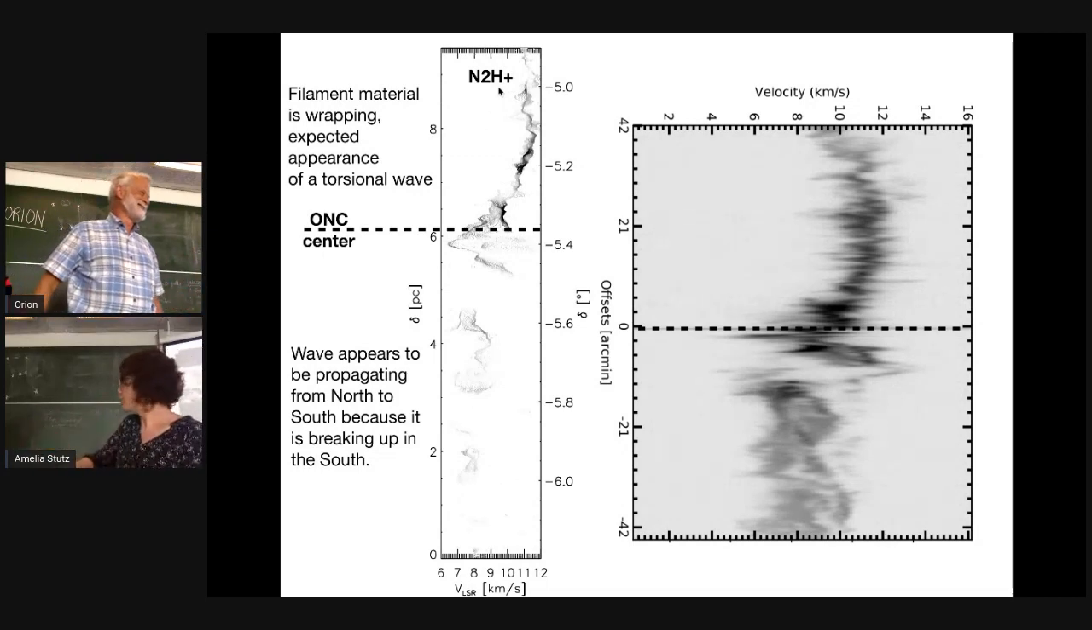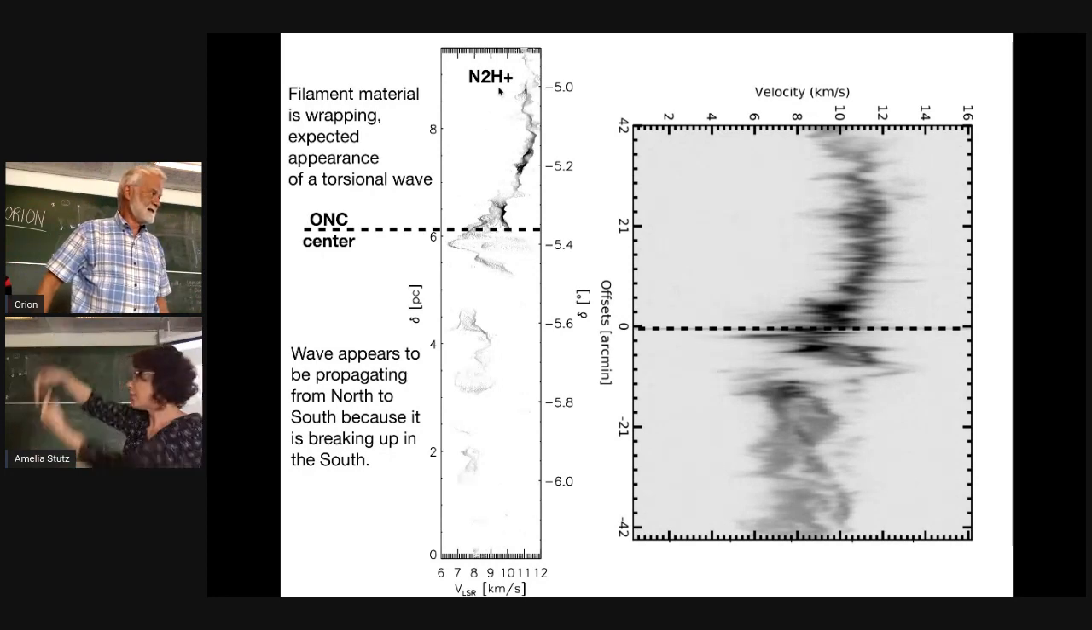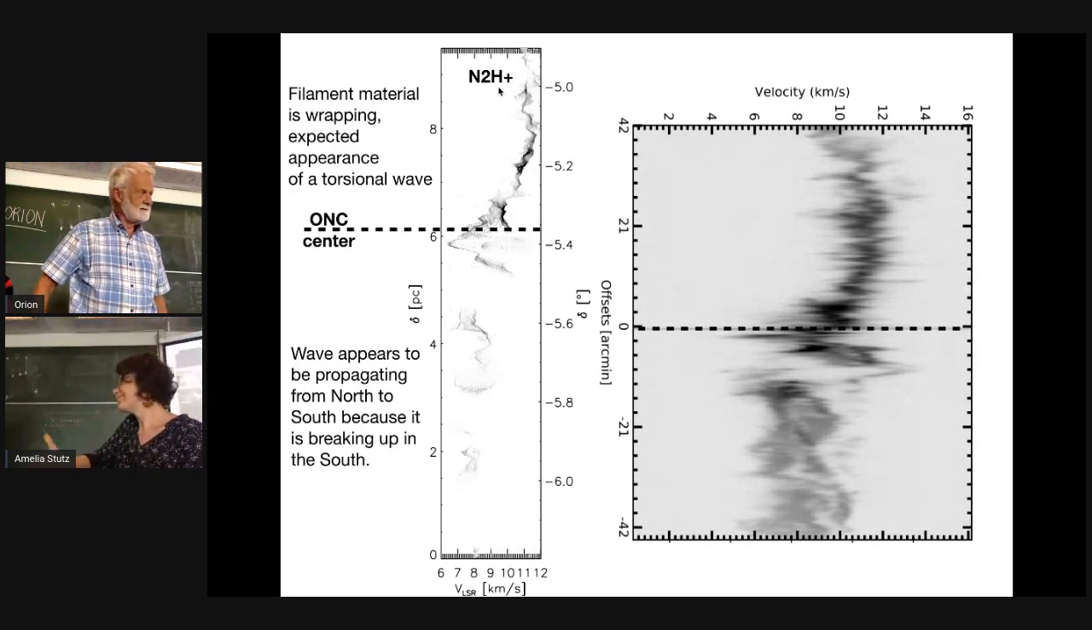I think it's a standing wave, right? So we're going to have waves propagating in two directions, adding together. That's what it looks like to first order. Okay.